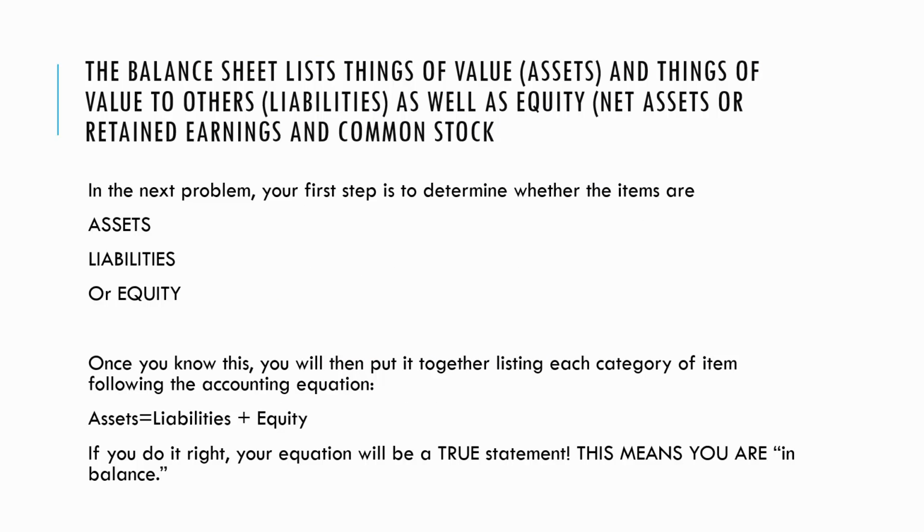The balance sheet lists things of value, which we call assets, things of value to others or things we'd rather forget about, liabilities, as well as equity, which is net assets, or retained earnings and common stock. So for the next problem, you need to determine whether these items are assets, liabilities, or equity. Remember in our learning objective I said you'll have to classify as well. You'll have to take things and figure out where they go. And the other thing is putting these together and knowing that it follows the accounting equation, which is assets equal liabilities plus equity.